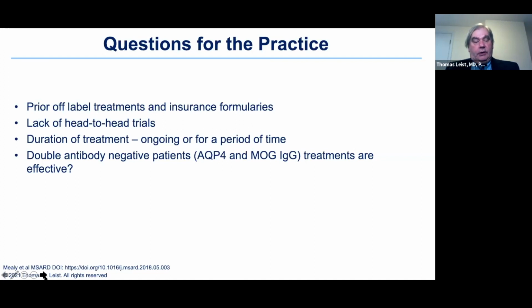efficacy. And another important thing for us to consider is what we do with individuals that are double antibody negative. How do we treat them? Obviously, at this point in time, we treat them very much with the medications that have been used in NMOSD for years.